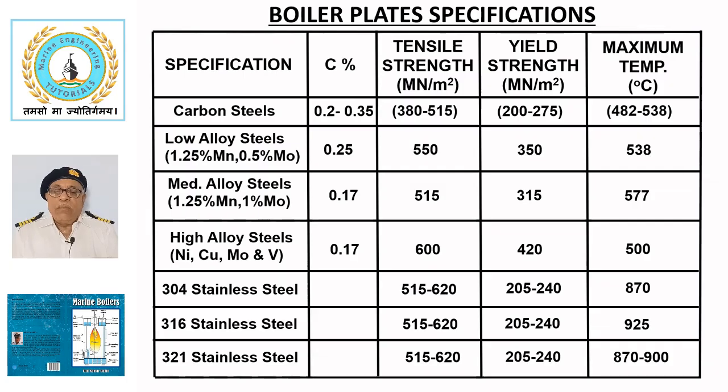Chromium, molybdenum, manganese, and vanadium are used to increase creep resistance. 9% chromium, 1% molybdenum, vanadium steel has been found to be very successful, leading to a significant reduction in the use of stainless steel. The limiting temperature and the required strength are the main factors that determine the appropriate metallurgy.